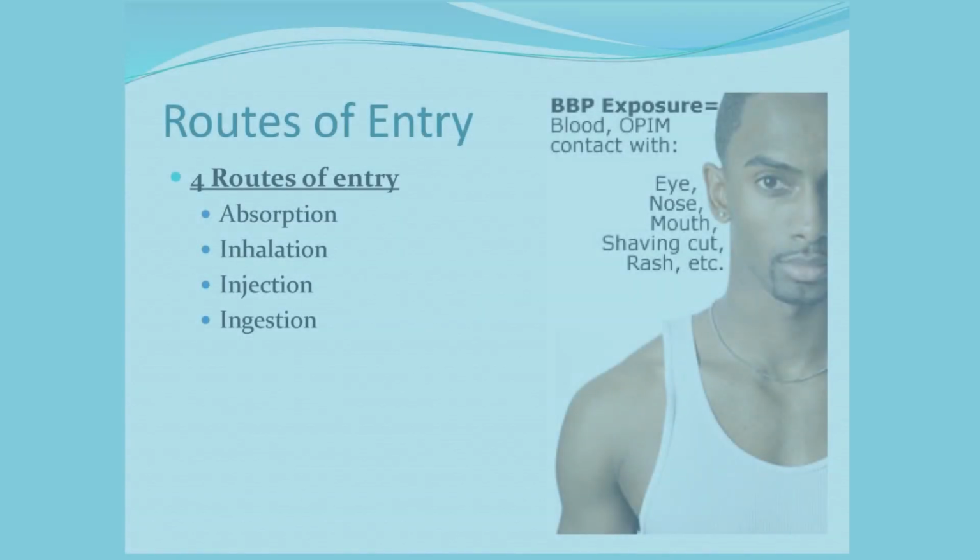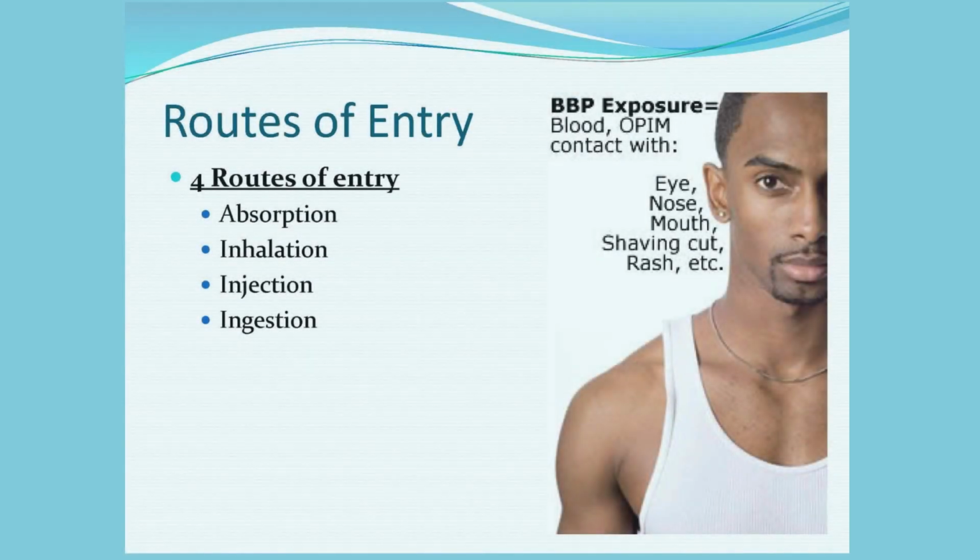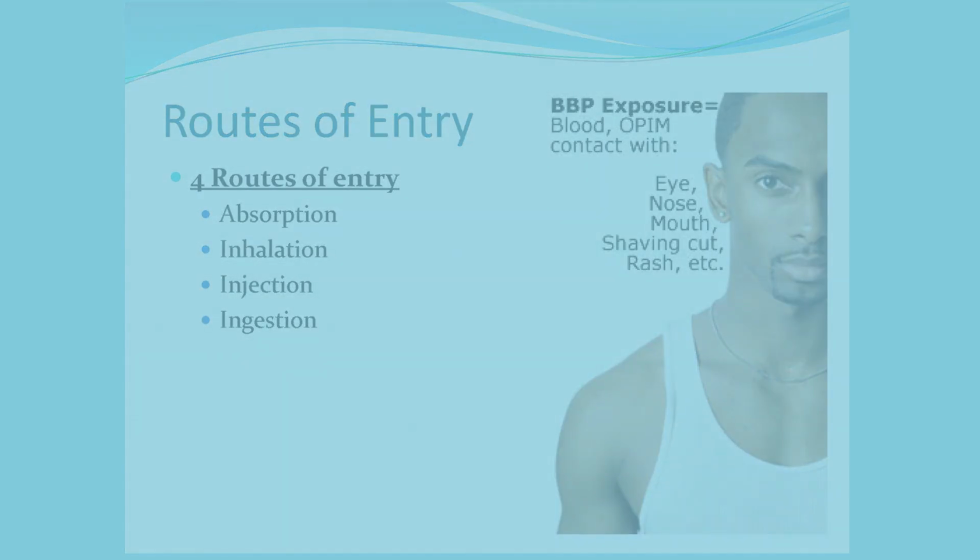There are 4 routes through which pathogens can enter the body: absorption, inhalation, injection, and ingestion. Understanding these helps you recognize and avoid potential exposure risks.